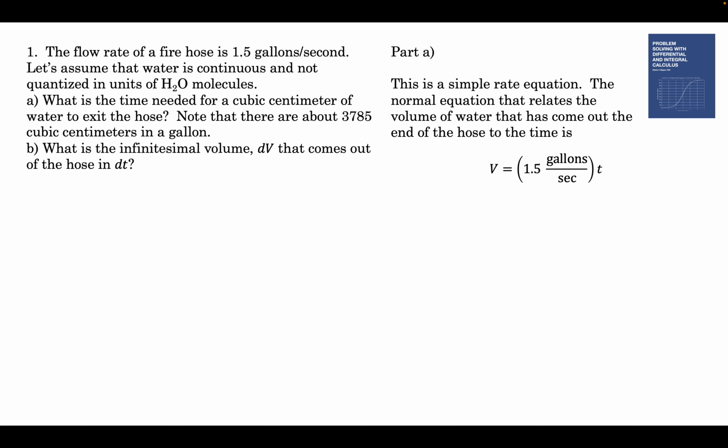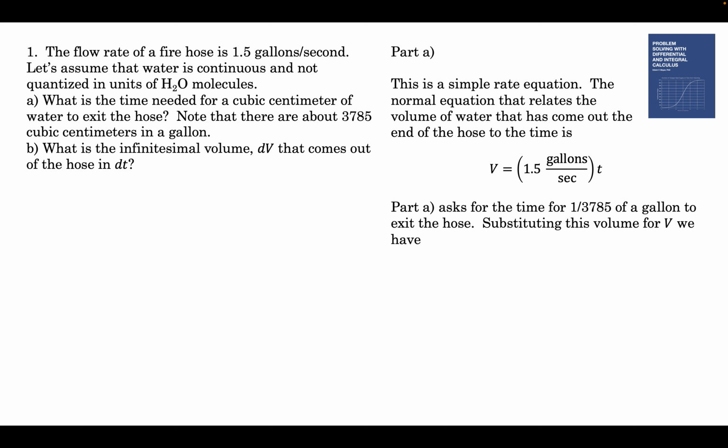V is 1.5 gallons per second times T. So in 2 seconds, 3 gallons come out. Simple. We're given the volume. We're given V. 1/3785 of a gallon, 1 cubic centimeter.